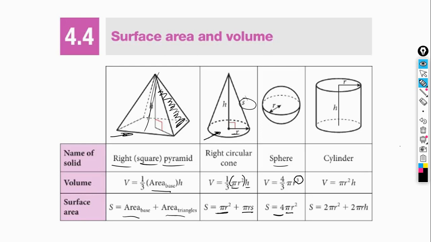For the cylinder, we have that the volume is going to be the area of the base times the height. Now the base is a circle, that's why it's pi r squared times the height. Then the surface area is going to be 2 times pi r squared. That's going to be the two areas of the circles, this circle and this circle, plus 2 pi r times the height, which would give you the surface area of the side.